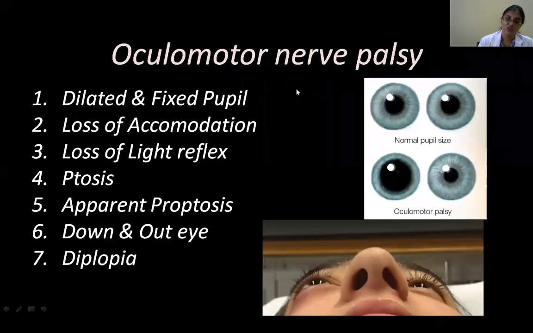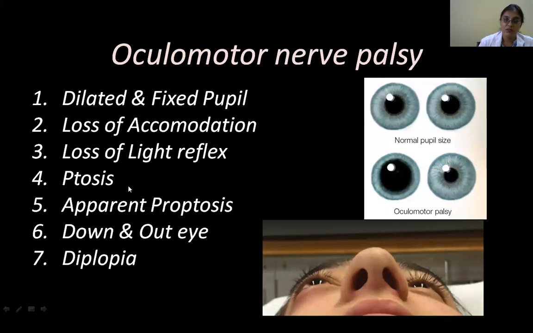So what are the features of oculomotor nerve palsy? First, because of its innervation to the intraocular muscles, there is a dilated and fixed pupil. A normal pupil is like this, but on that particular side you get a dilated and fixed pupil. It is non-reactive to light, because the sphincter action is lost. Then there is loss of accommodation because of the ciliaris muscle.